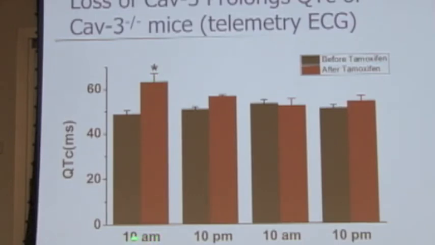It's most prominent early in the day, less prominent at 10 p.m. Some of you are aware that the QT interval can show some diurnal variation, and we don't see this in wild-type mice. So it's a hint that this is impacting cardiac repolarization, because the QTc is prolonged after tamoxifen-induced knockout of caveolin 3.